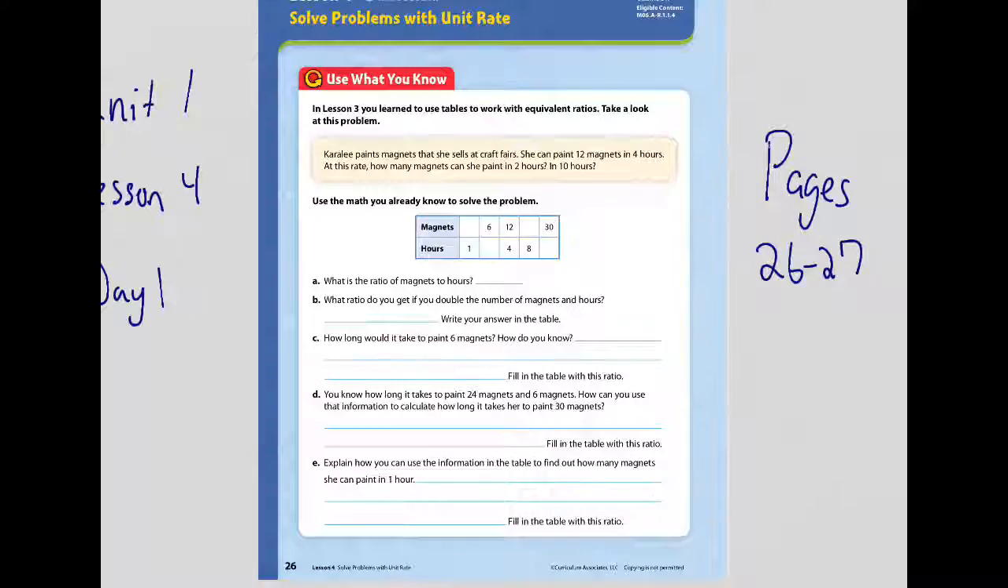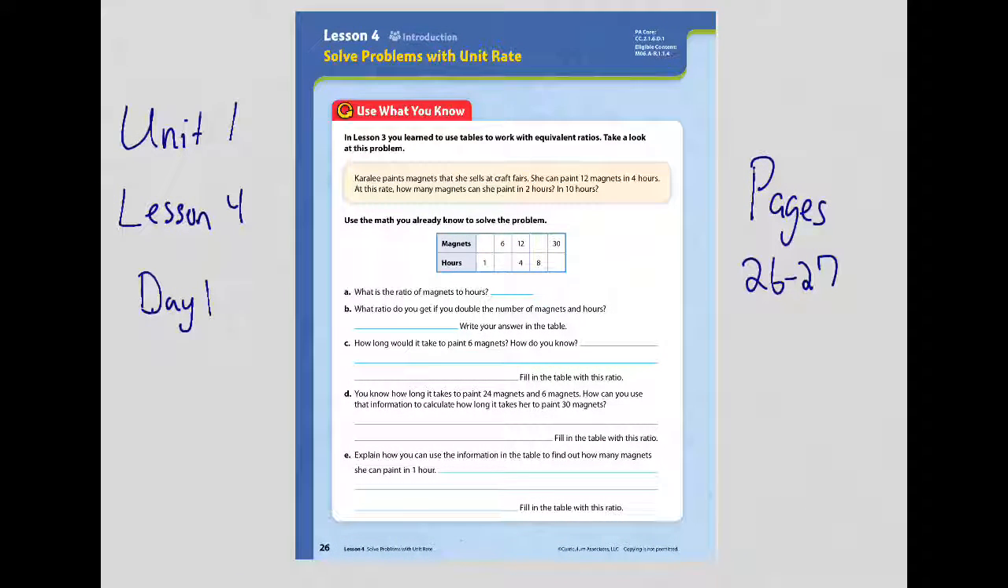Also, remember the rules as you're watching a video. Follow the directions. So if I say pause the video and do a problem, make sure you do that. If I say you can write any answer you want, that's fine too. So let's start on page 26.